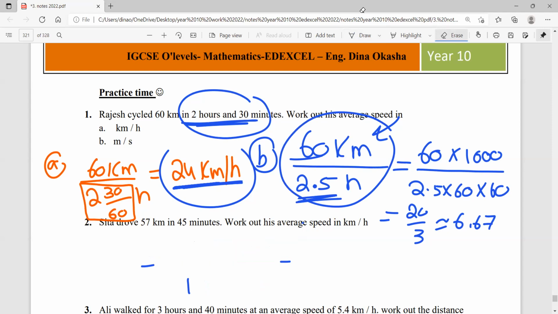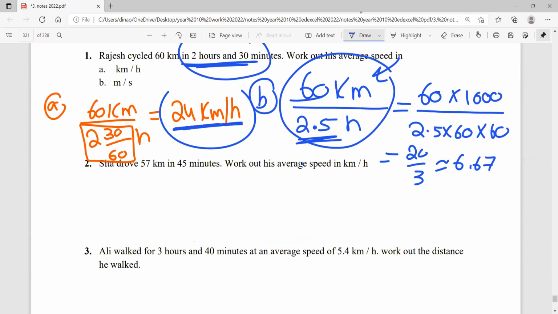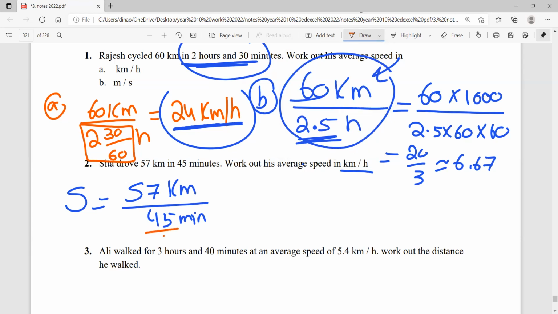طبعا نحل الباقيين سريعا زي ما قلت عشان بس يبقى عندكم الإجابات. سيتا drove 57 kilometers in 45 minutes. Work out the speed. Now the speed أهو in kilometer per hour. The speed is distance over time. Please whenever you solve write the units. 57 kilometers over 45 minutes. How do I change minutes to hours? Divide 60. And then on the calculator بنفس شكلها كده بدون أي اختلافات 57 over 45 and then over 60 هتطلع لي الإجابة 76 kilometer per hour.